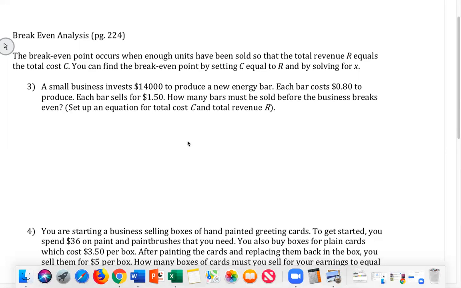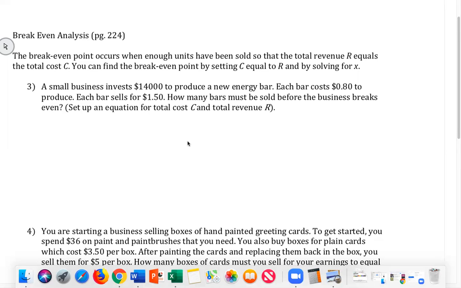So small business invests $14,000 to produce a new energy bar. Kind of think of, let's go with those RX bars now. They're pretty good. Each of those RX bars costs 80 cents to produce, and they sell them for $1.50. Wish they sold them for $1.50. They're more like $2. Okay, how many bars must be sold before the business breaks even?